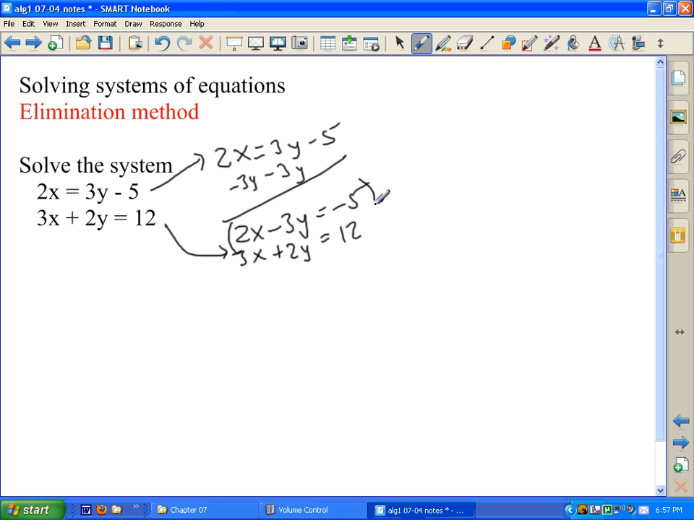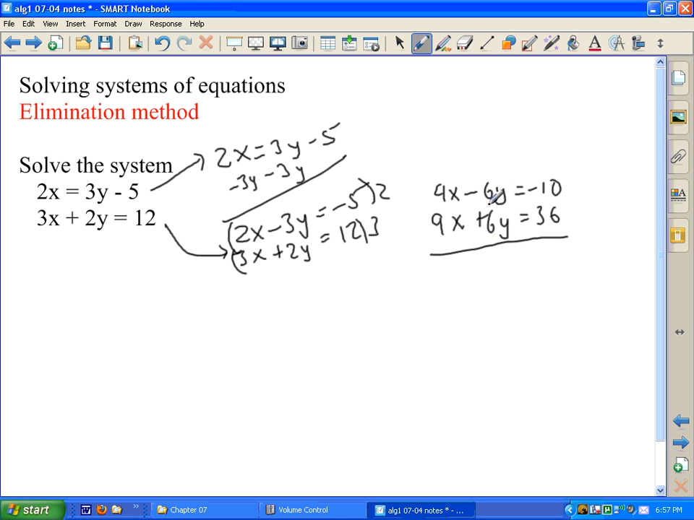So what do I multiply the top equation to make that a 6? Multiply it by 2. What do I multiply the bottom equation to make that into a 6? Multiply that by 3. So the top equation now looks like 4x minus 6y equals negative 10. The bottom equation becomes 9x plus 6y equals 36.